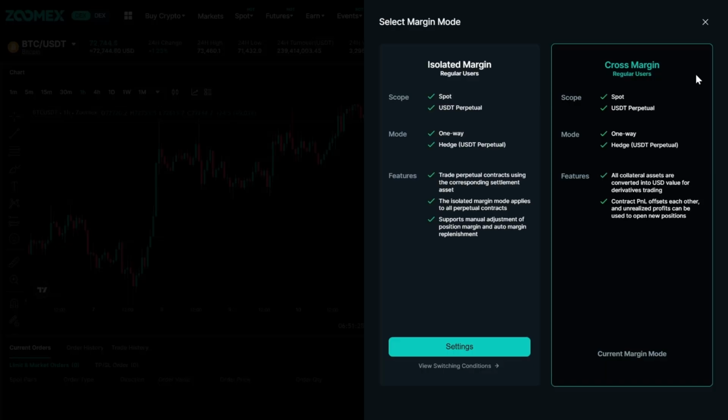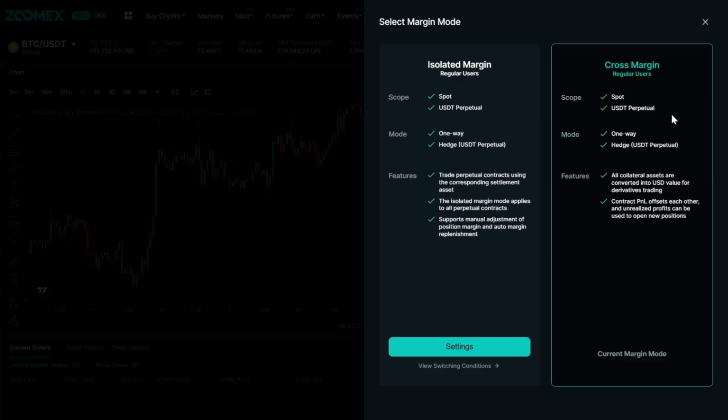On Zoomex, you have two margin modes, isolated and cross. With isolated margin, you assign a specific amount of funds to a single trade. So if the trade goes against you, you could only lose what you put into that position. And in cross margin, your entire account balance is used to support your trades. This can help prevent liquidation. And if you're running multiple positions like a long and a short, your profits and losses can offset each other.